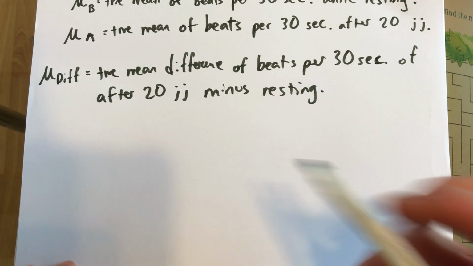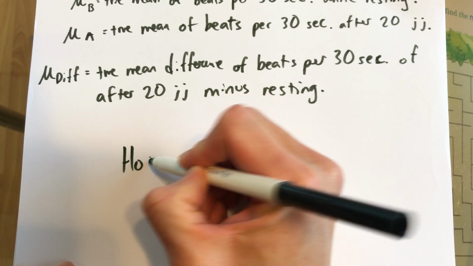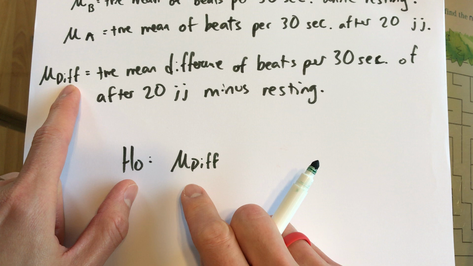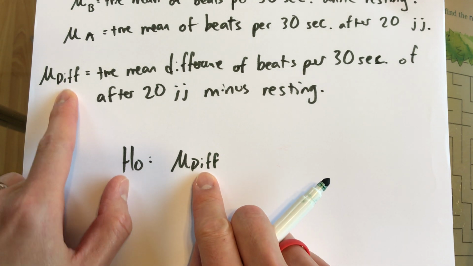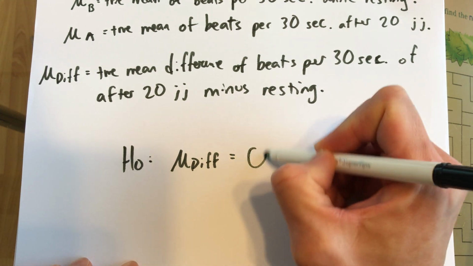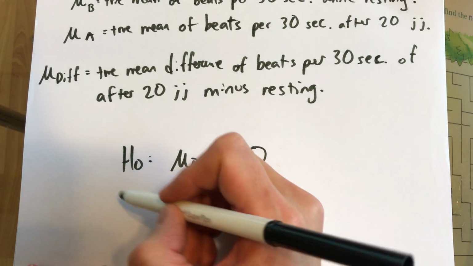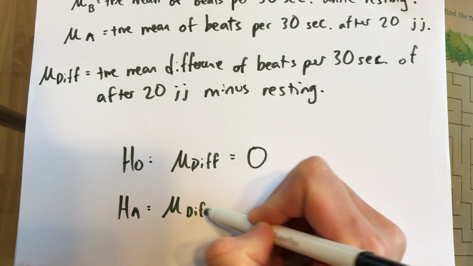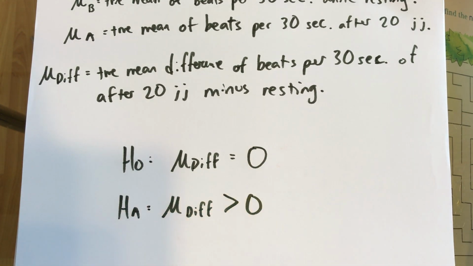So your null in this case, you can abbreviate this as D as well, okay, if you don't want to write DIFF, is equal to 0. That means there's no difference, right? So the alternative is that the difference is greater than 0.